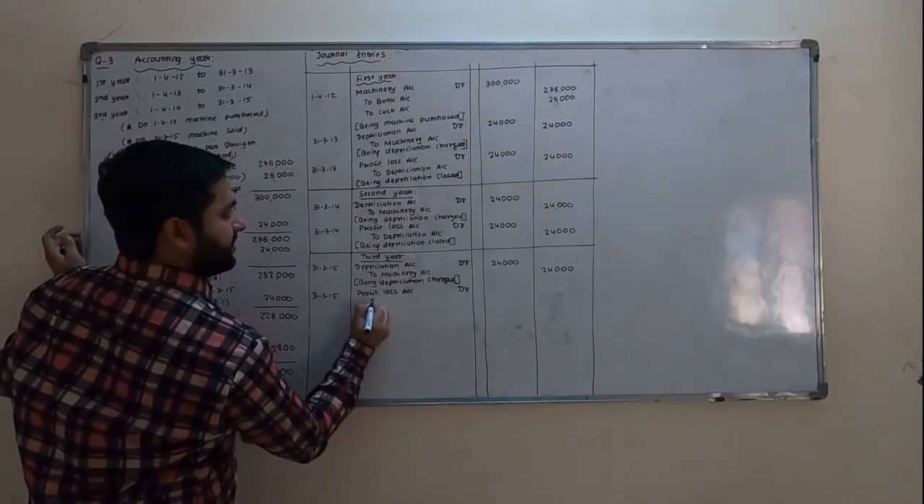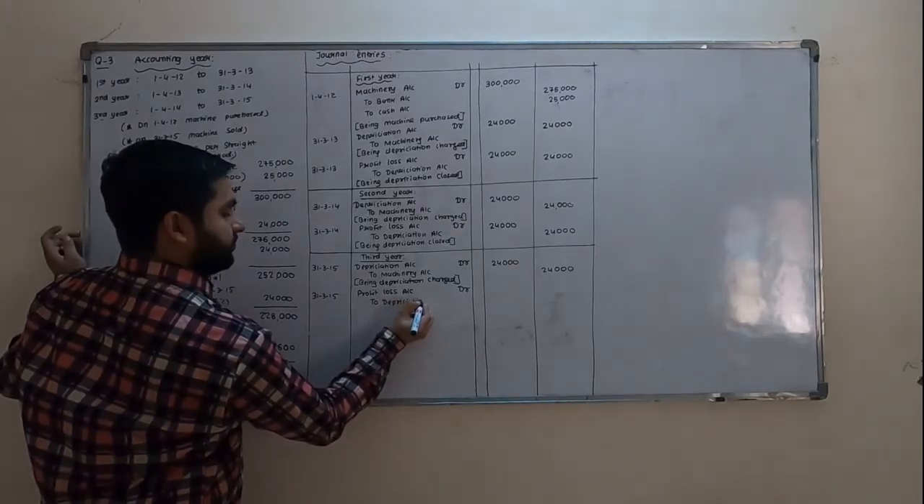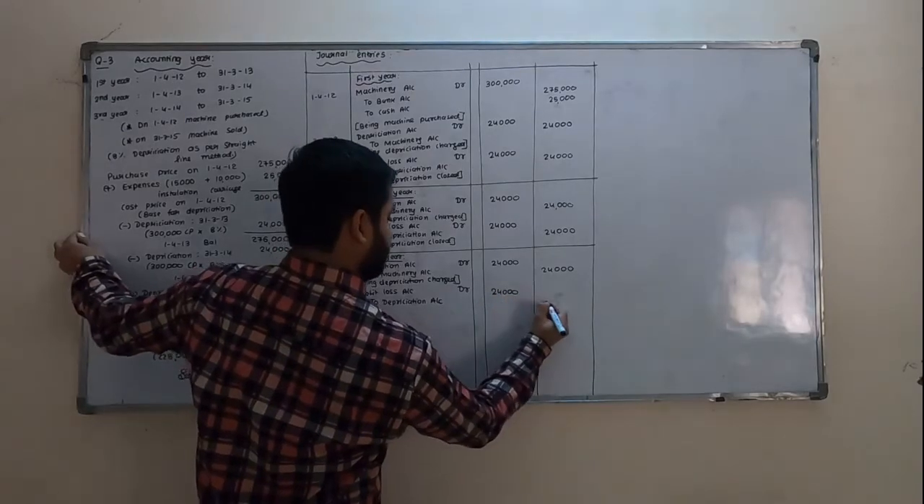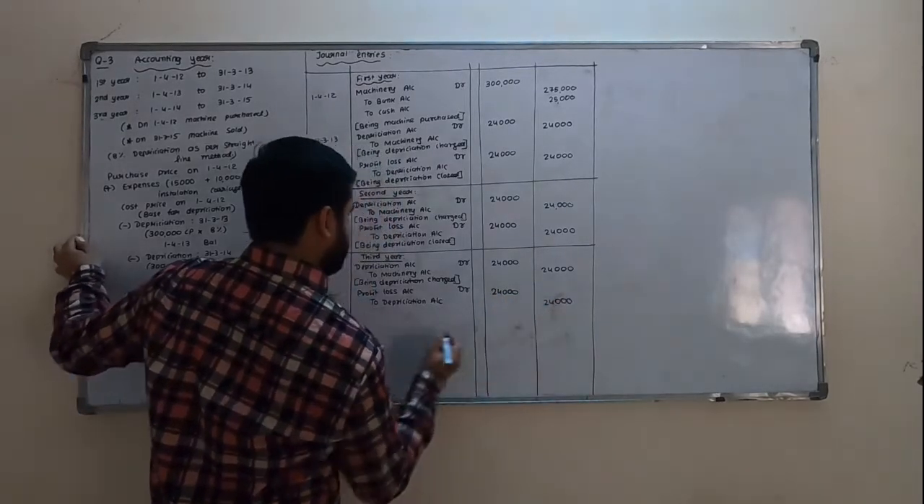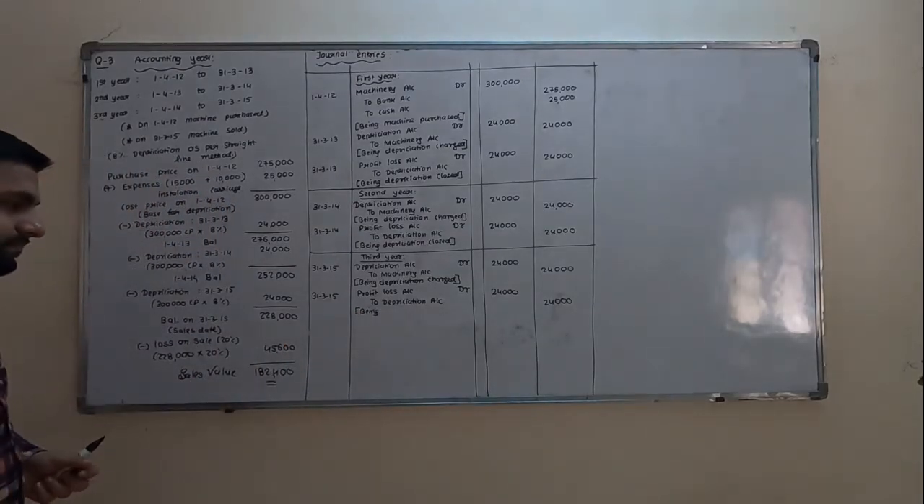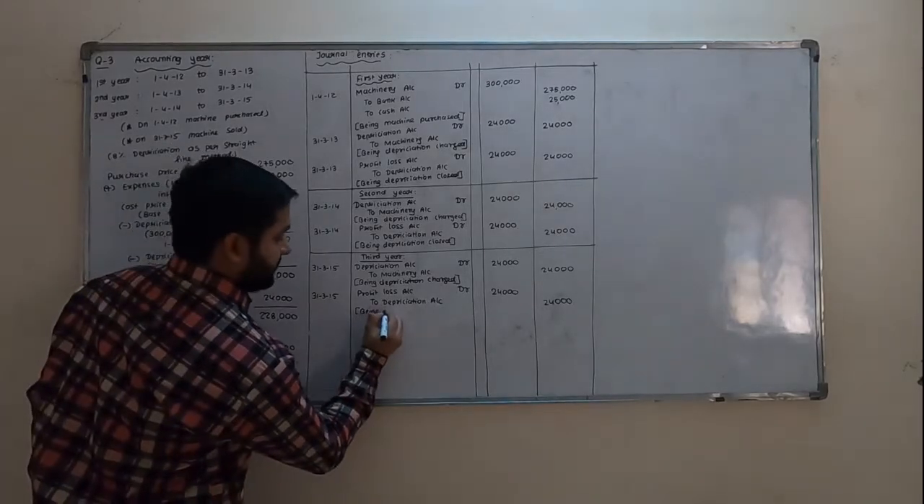Then on 31/3/15, profit and loss account debit to depreciation account, 24,000, 24,000. Being depreciation closed.